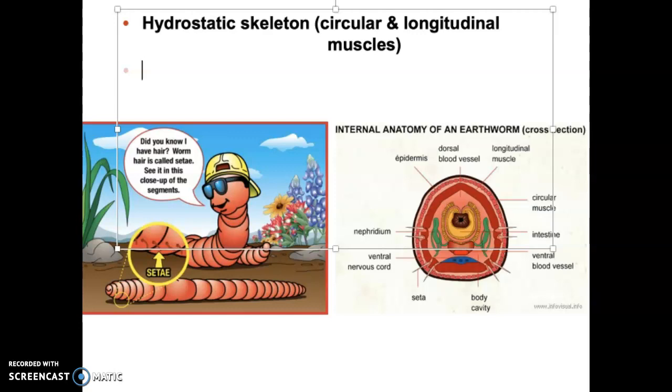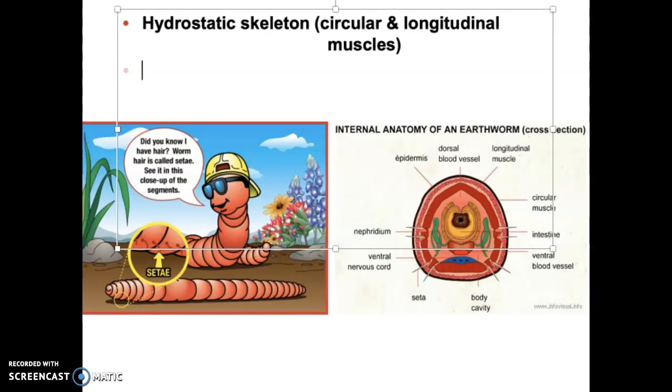Attached to the hydrostatic skeleton are often these little things called setae, and this is not across all of them, but across a lot of the annelids, these little hair-like structures. And again, I'll get into that as we get into the different groups of annelids here.